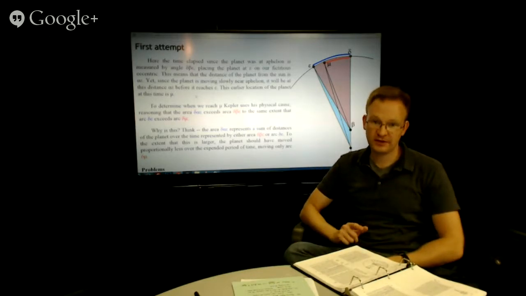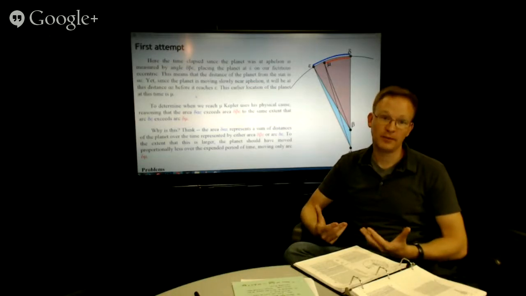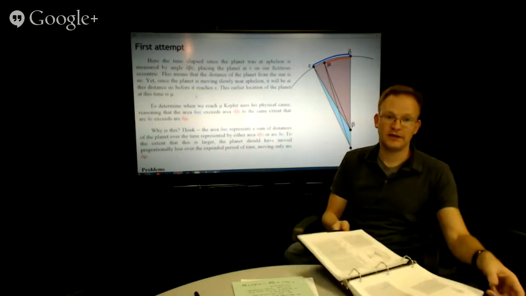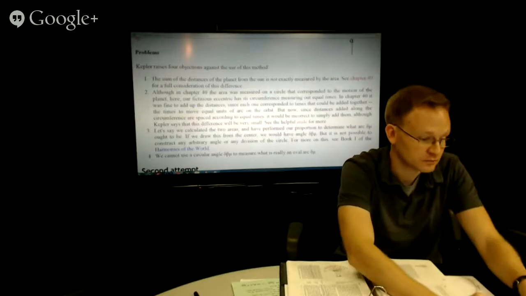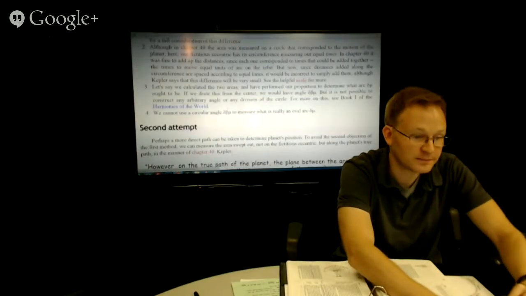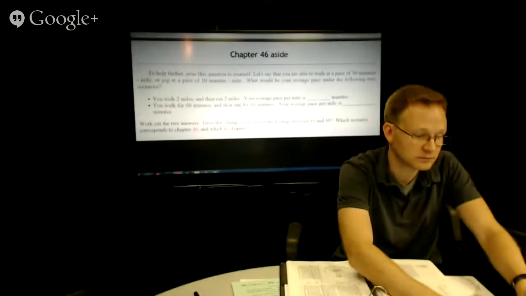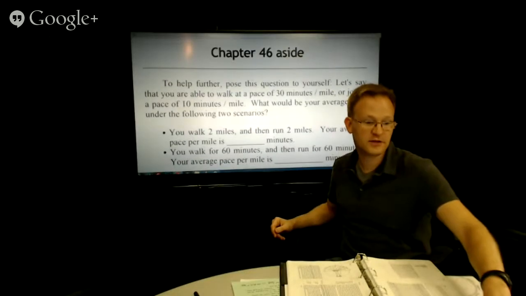He also has a specific problem that comes from why he can't add up the distances anymore, and that's in the aside on chapter 46. Let's take a look at that together. Let's look at this problem. Where is it here? Here it is. So let's go over what he's looking at.